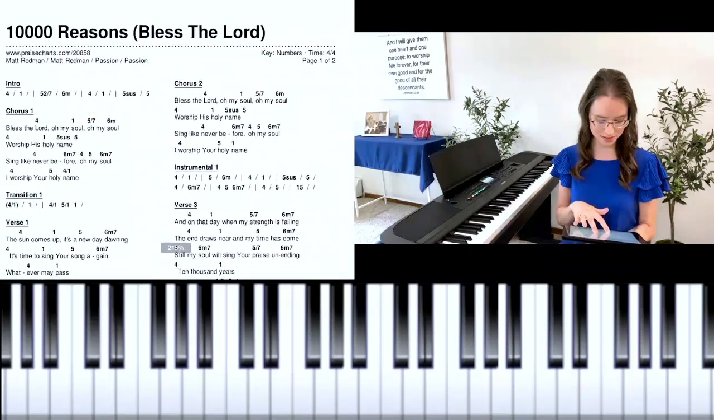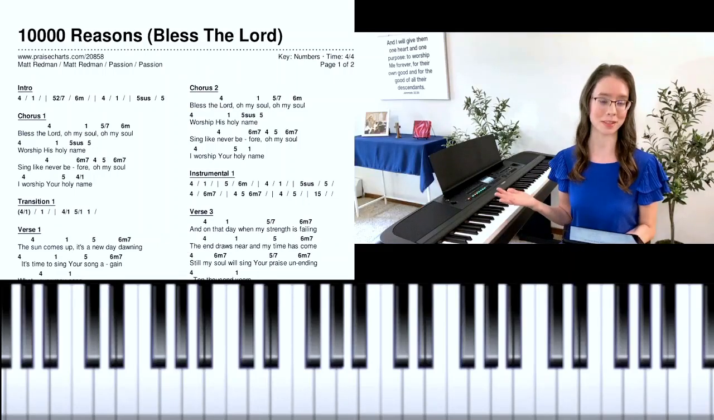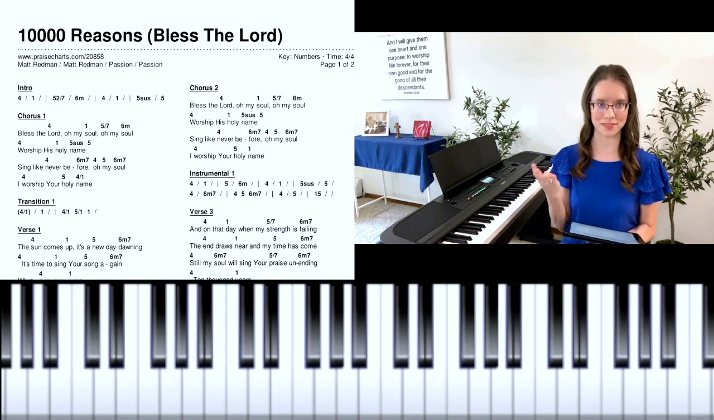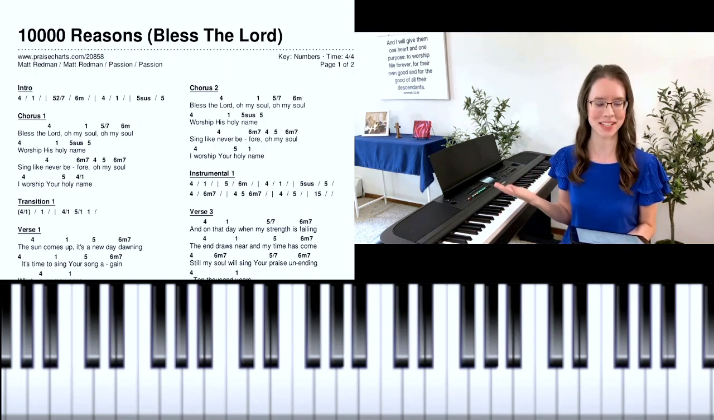So you can see 10,000 Reasons here. The chords are all in numbers. And I don't have 12 different chord charts, one for C, one for D flat, one for D, one for E flat, one for E, all the way up. I don't need them. All I need is one chart that tells me the numbers, and then I play that in whatever key I need to.